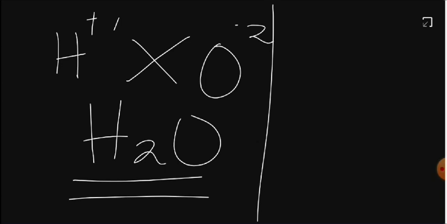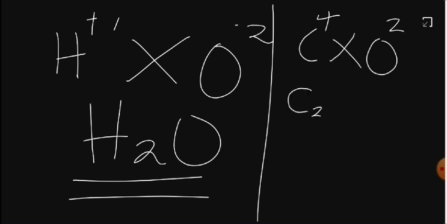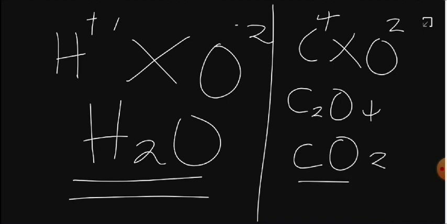What if we have carbon and oxygen? We know that carbon has got 4 electrons in the outer shell and oxygen has got 2 electrons in the outer shell. So when they cross multiply, we are going to have 2 here then we're going to have 4 here. But we can reduce this. 2 can go into 2, that is 1. Then 2 can also go into 4, that is 2 times. That's how we come up with carbon dioxide.